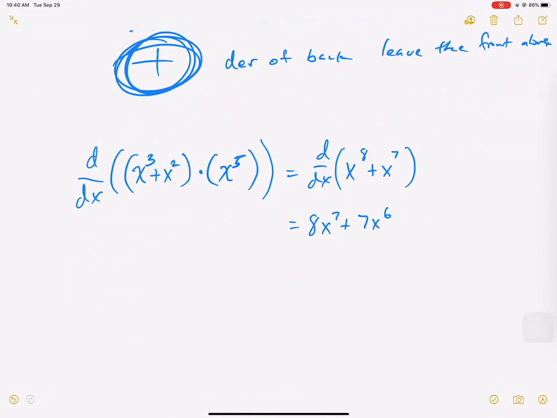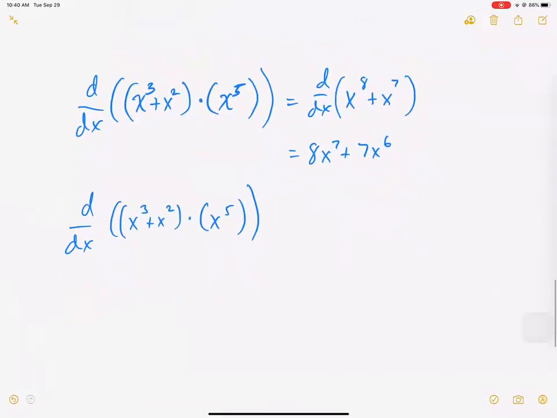Okay, let's go ahead and take the derivative now as a product. d over dx of x cubed plus x squared, times x to the fifth. You could set this problem up, and if you need to, call this f and call this g. f is x cubed plus x squared, f prime is 3x squared plus 2x, g is x to the fifth, g prime is 5x to the fourth. When we're learning how to do this, sure, write it out so you have the parts.